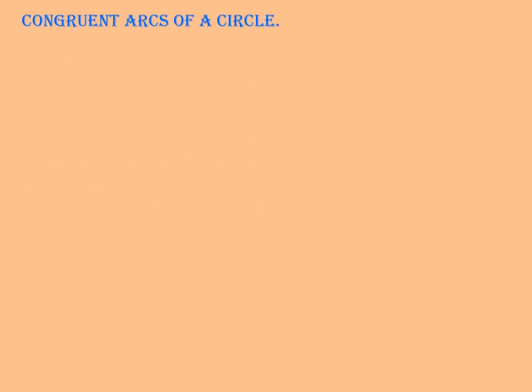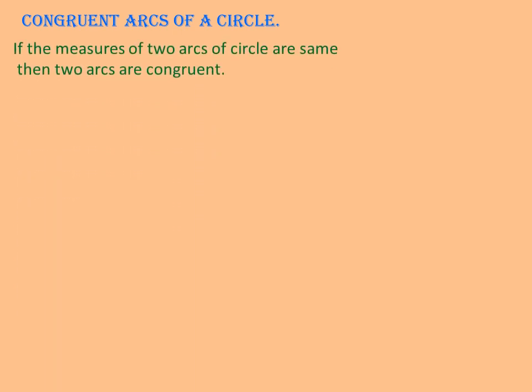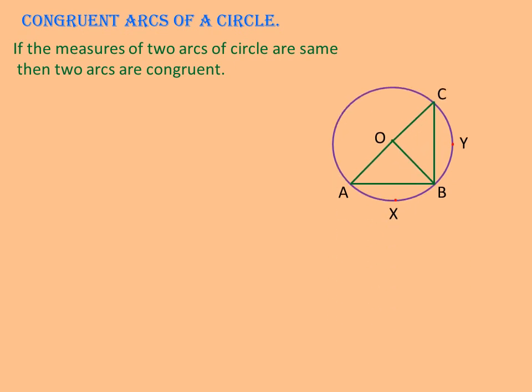Now let us see what happens about the congruent arcs of a circle. If the measures of two arcs of a circle are the same, then the two arcs are congruent. For example, let us take one arc having a measure of 80 degrees, and the second arc also has a measure of 80 degrees. So we can say the two arcs are of equal measure, and we can also say that the two arcs are congruent. Let us see the diagram.